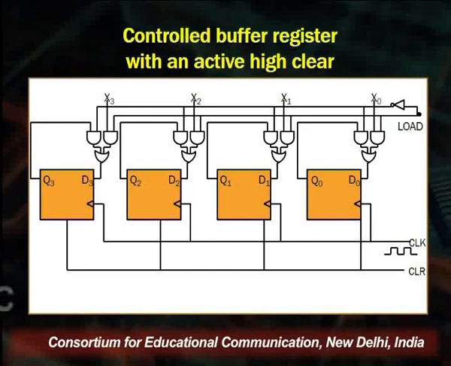Hence, with load equal to 1, we would have Q3, Q2, Q1, Q0 equal to x3, x2, x1, x0. So, when load is equal to 1, we can feed in new data to this buffer register, whereas when load is equal to 0, the old data that is already present inside this buffer register is stored as a memory element. Summarizing, load equal to 0, the buffer register acts as a memory element. Load equal to 1, the buffer register is ready to accept new data.